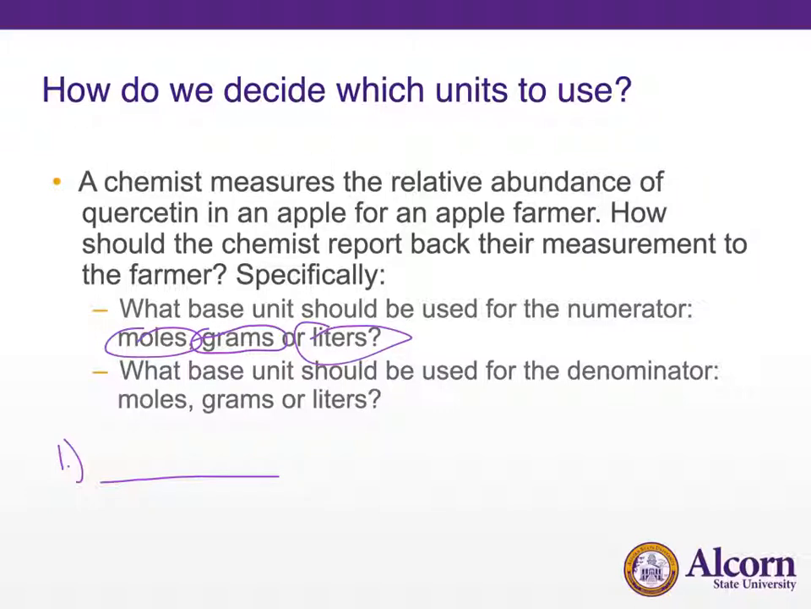We could express it in terms of something that he or she could understand. Moles would probably not be useful. Grams or liters would be the best bet. But it's a solid, it's an apple. So we probably wouldn't want to use liters, because that's more difficult to measure than putting an apple on a scale and saying, okay, for every 5 gram or 20-gram apple, you've got X amount of quercetin. Okay, so that's the numerator. So it's probably best for us to express grams as the unit in the numerator. So what about the denominator? All right.